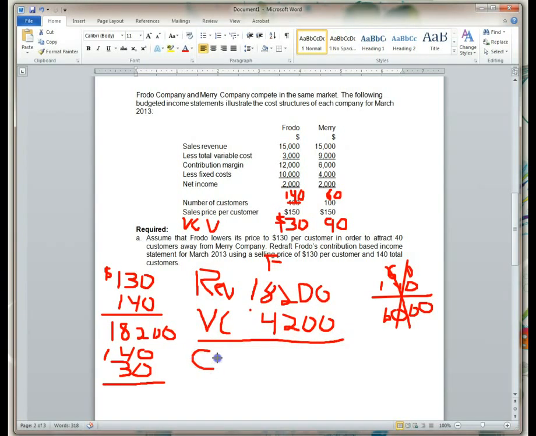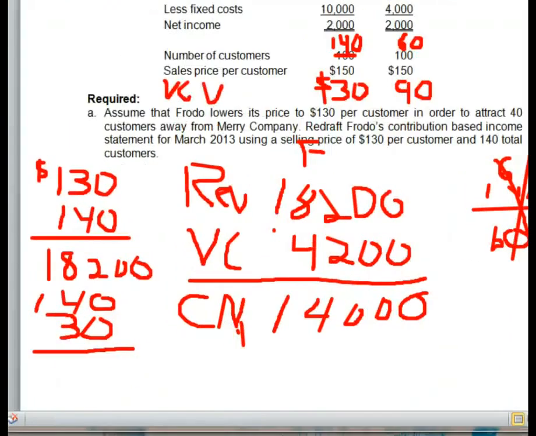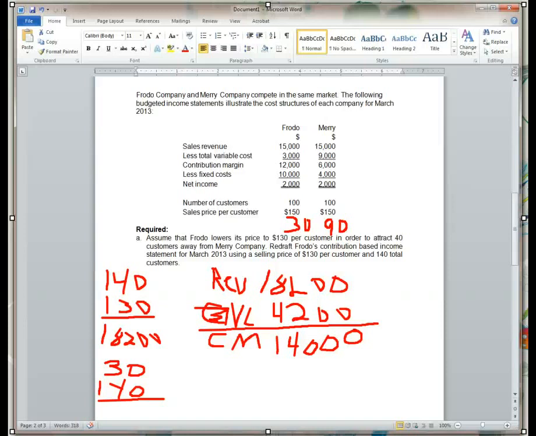So now you've got your contribution margin of $14,000. Now our fixed cost, and this is going terribly wrong again. Hold on one sec. Okay, we're back. I apologize for that. I had to erase everything and rewrite it. We have our revenue of 18,200. Yes, that's a 2. You have our variable costs of 4,200. It gives you your contribution margin of 14,000. Is that right? Yeah, that's right.